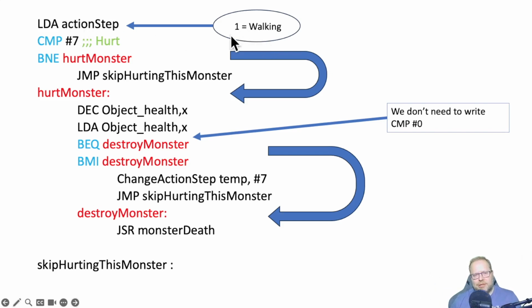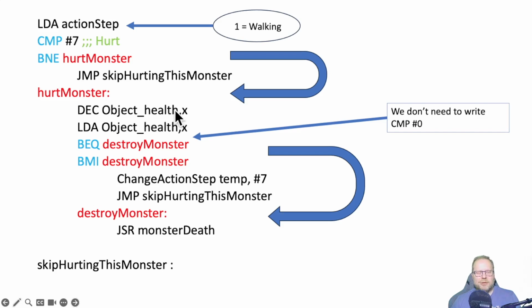Load A with action step 1. Compare that to 7. Alright? Branch if not equal. Well, 1 is not equal to 7, so yeah, we're gonna be branching here now. Hurt monster. What happens here? Well, we looked at deck, so we know what that means. Decrease a value in memory. In this case, we're decreasing a certain position in this table object health.